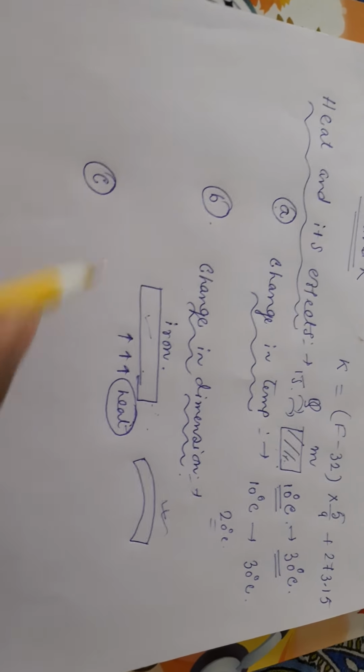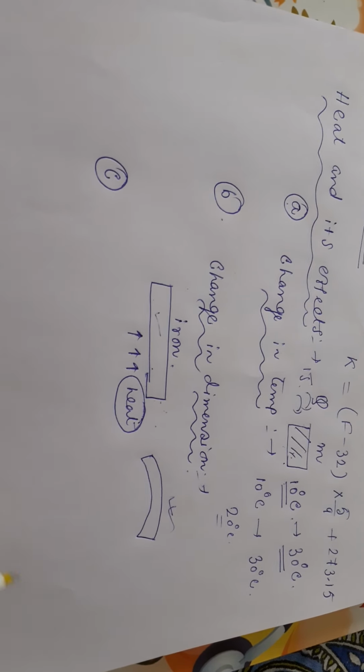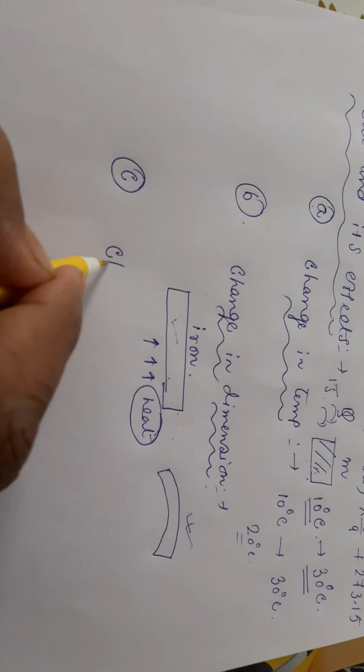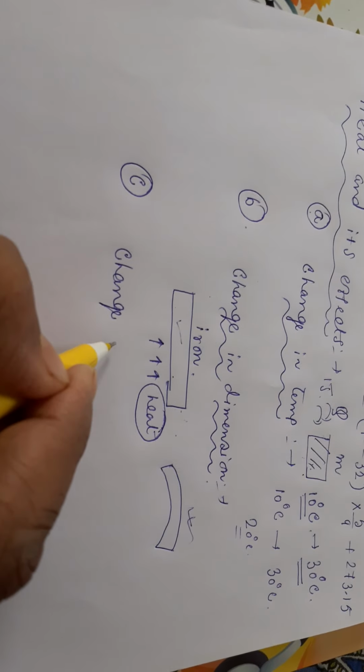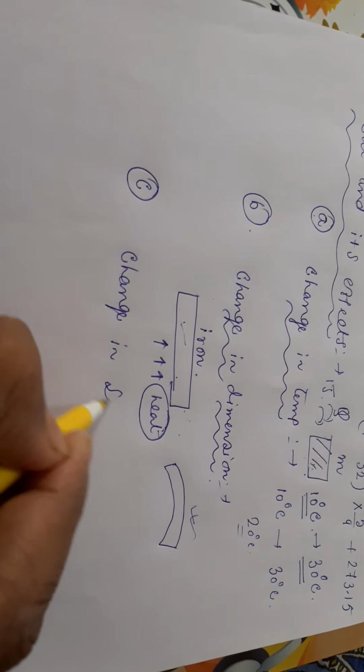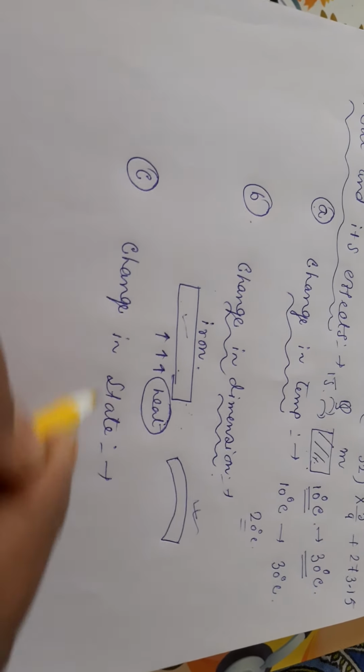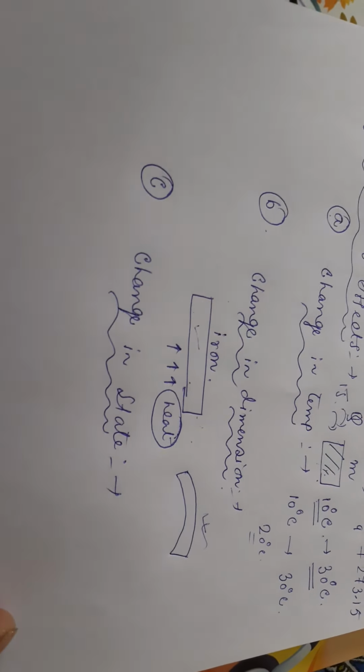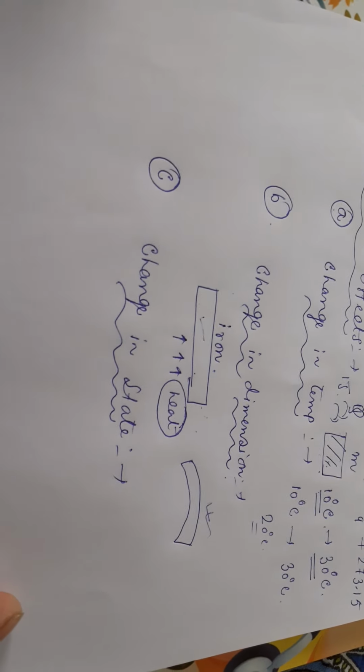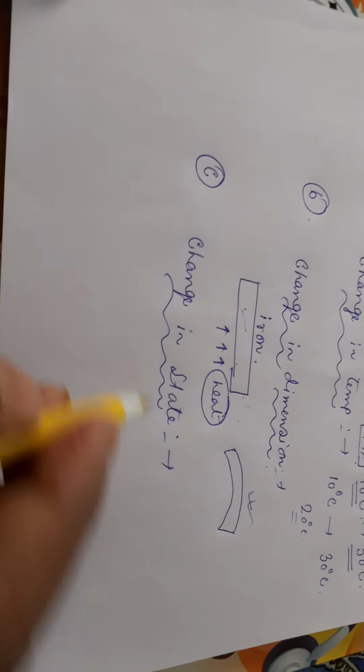Next one, number C, that is the change in state. We all know from class 6 standard, we have all been reading how the change in state happens. Solid to liquid state, and liquid to gaseous state, is possible by the application of heat.